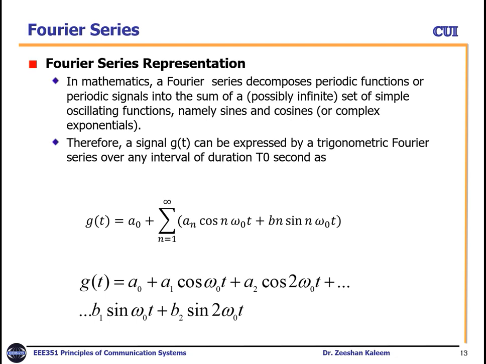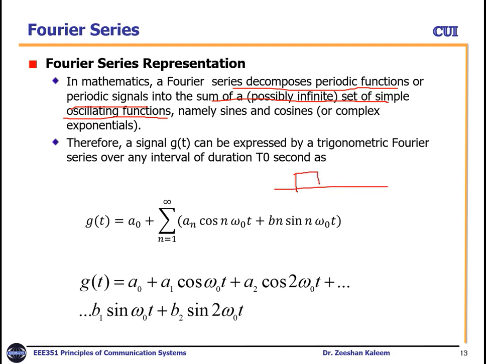Okay, in mathematics, the Fourier series representation decomposes periodic functions or periodic signals into the sum of a possibly infinite set of simple oscillating functions named sines and cosines. For example, you have a waveform which is not like a sine wave. So by using Fourier analysis, we usually convert any periodic wave into sine and cosine.